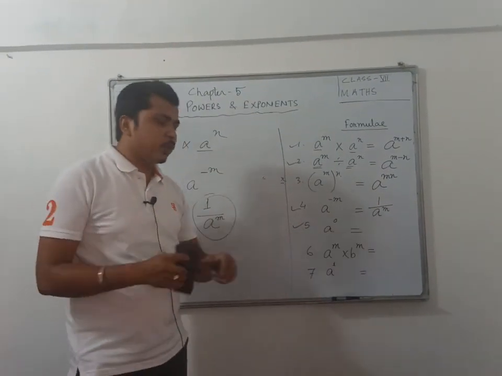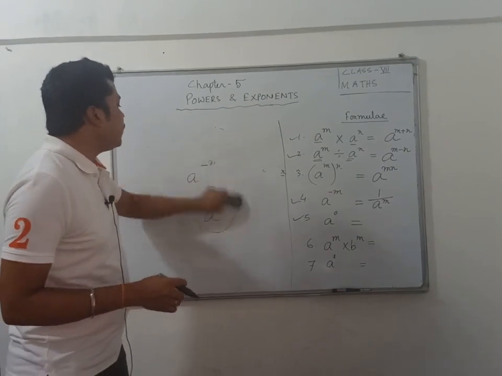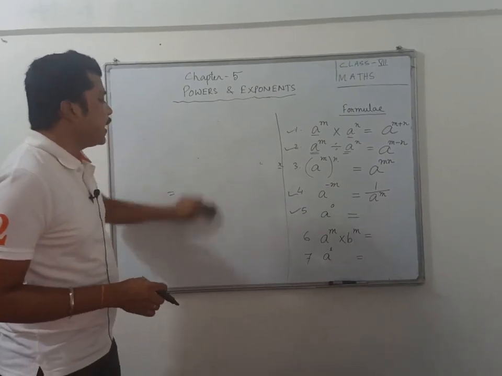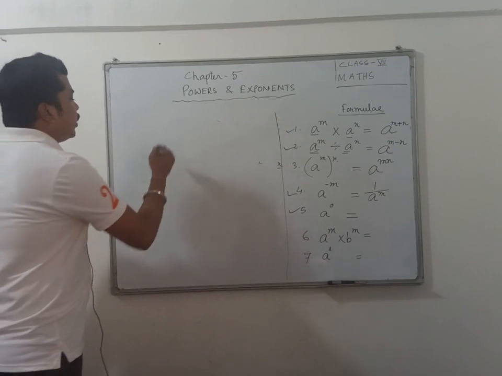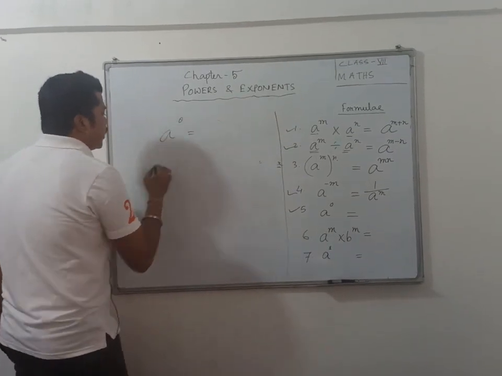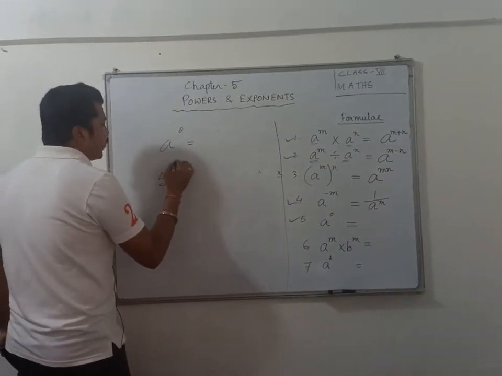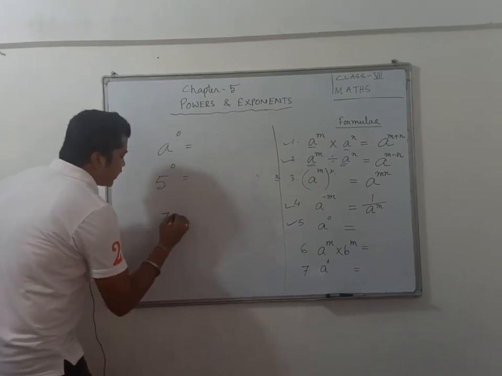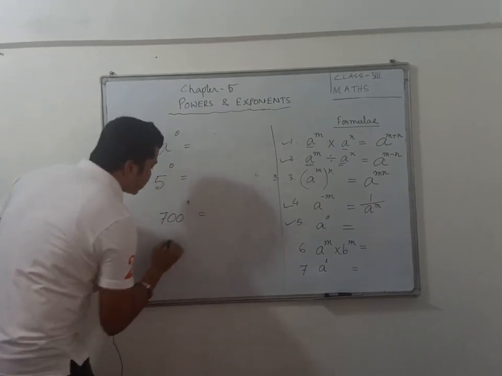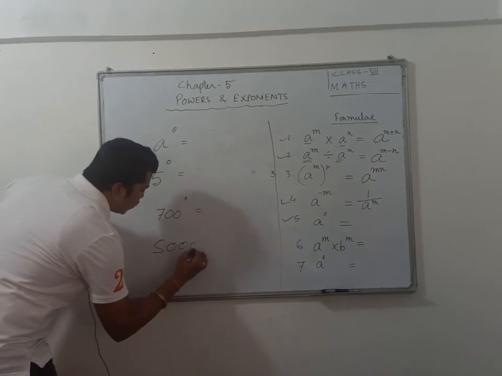Now next, rule number 5. a to the power 0. Here a means any base. Okay, always remember a means base. a to the power 0. Now let us take the base as 5. 5 to the power 0. Here let us take 700 to the power 0. Let us take here 5000 to the power 0.